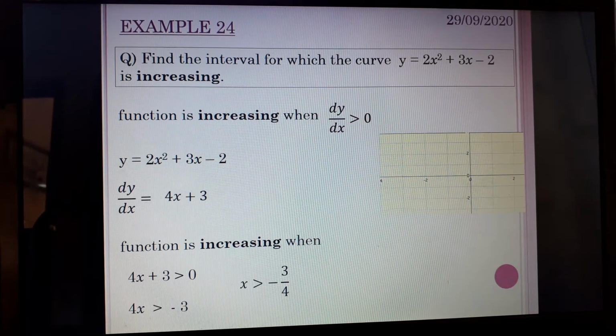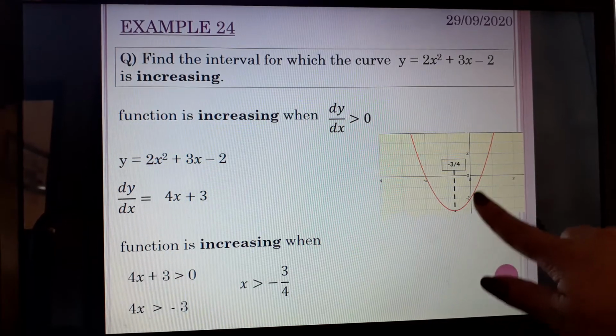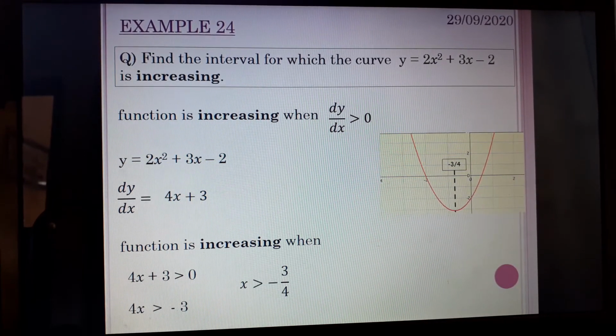So the answer is that x is greater than negative 3/4, and that is when the function is increasing. Now let me just show you this original quadratic, the original parabola on this graph here. So this is just to demonstrate that we have an original quadratic function. There's your negative 3/4, because that's the turning point of your graph. And what we're saying then is that where x is greater than negative 3/4, that's where the graph is increasing. That's where the graph is starting to go up from left to right.